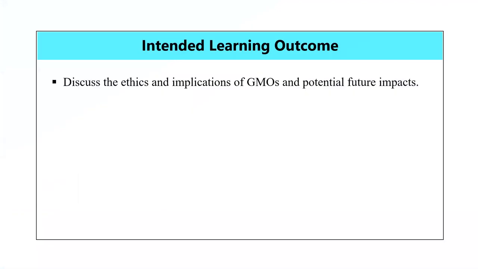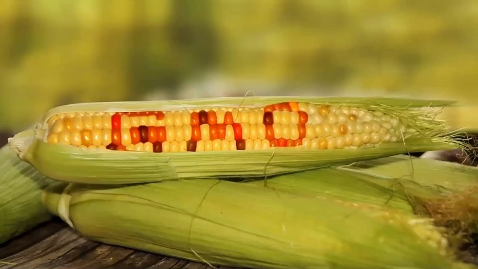So for this topic, our objective is to discuss the ethics and implications of GMOs and potential future impacts. This is an example of a genetically modified organism. In a normal corn, we don't see this pattern or arrangement of corn seeds. As you can see, it's really genetically engineered.